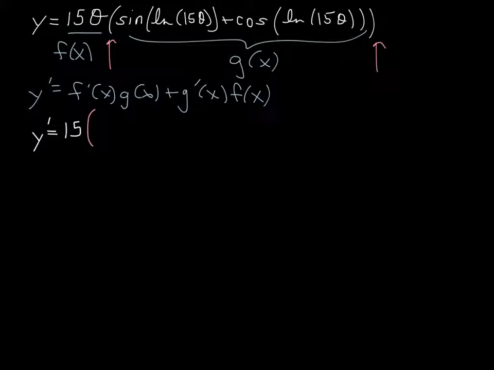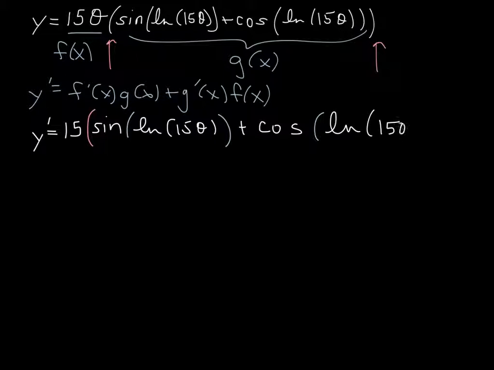So let's see if we can see what's going on here with our parentheses. So all of this is inside the sine, close the sine, plus the cosine of ln, of ln of 15 theta. We close the cosine, and now we close this parentheses.